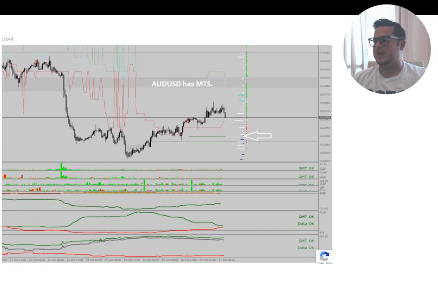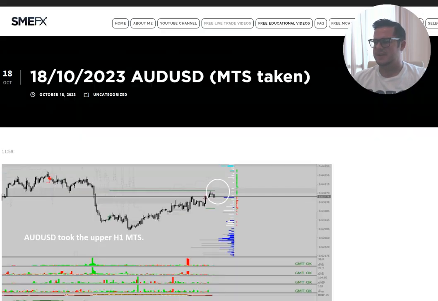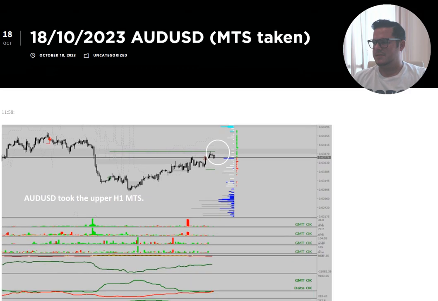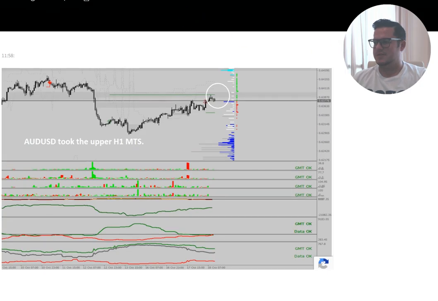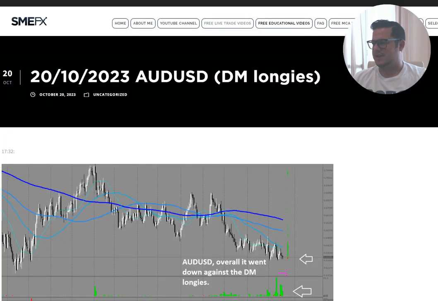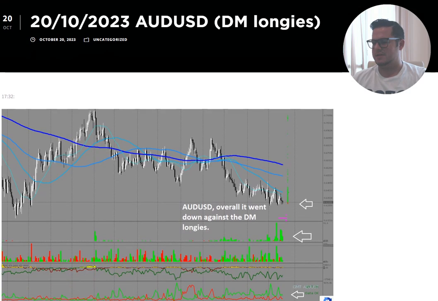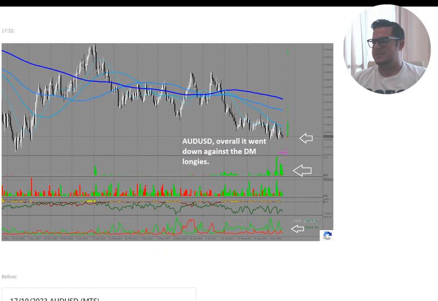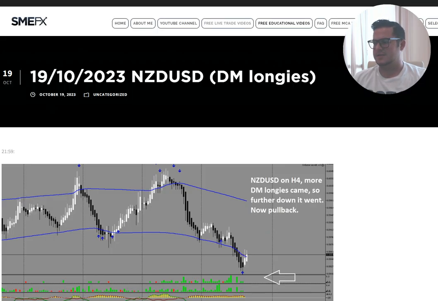Okay, Australian dollar. We first had the MTS, then we had the MTS on both sides, and overall it went down and took the lower MTS. It did a trend resumption down against those dumb money longies, to make a long story short. So note how the range was rather high in Aussie dollar, which is why it went back and forth, but overall the bias was bearish. Longies were already in the market, longies came in again, so of course they go down. That's what they did, not difficult to see that.